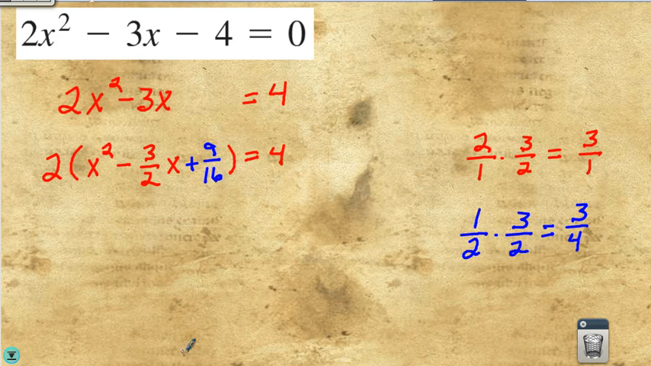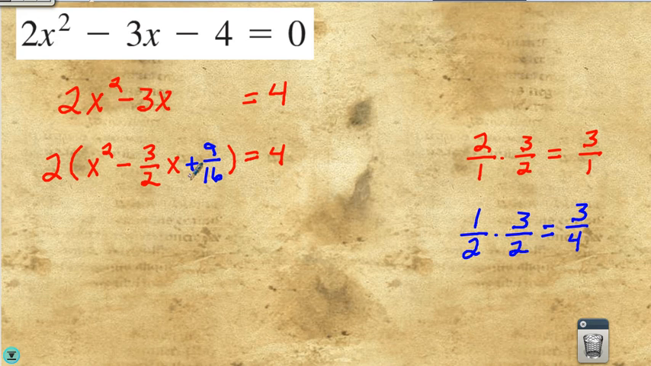Where'd that 9/16 come from? I squared it. Take half of it, you get 3/4. Square that, you get 9/16. Okay, ready to be confused. Did I add 9/16 to the left side of this equation? No, I didn't. Yeah, you did. I see it right there. No, I didn't.